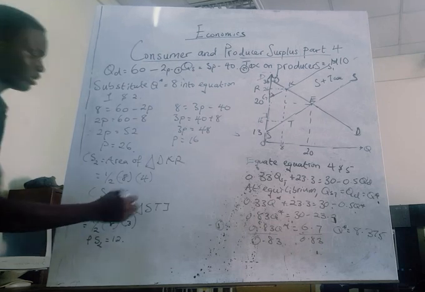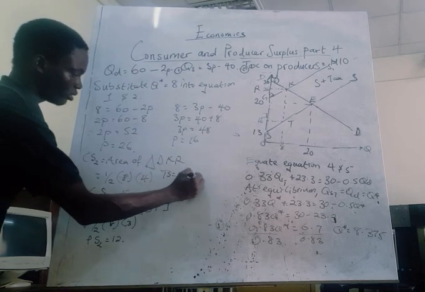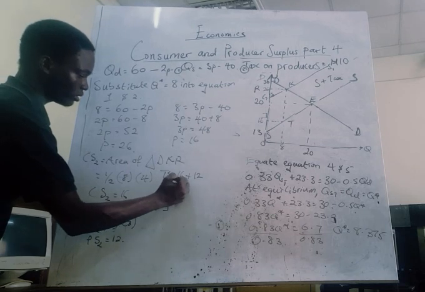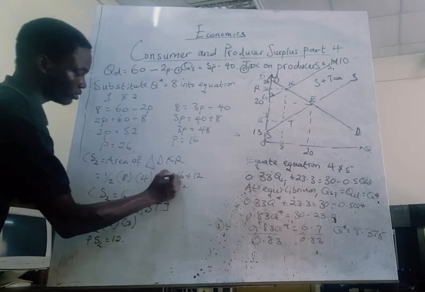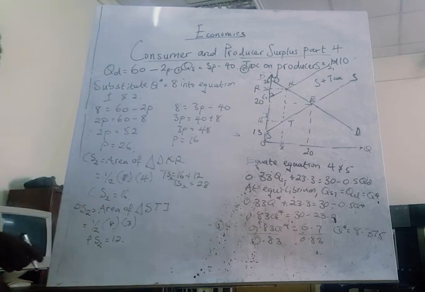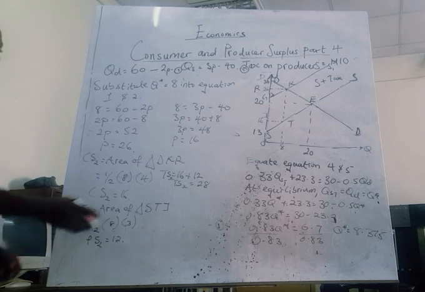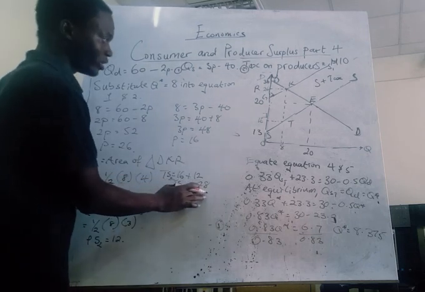And from that, our total surplus equals 16 plus 12, CS2 plus PS2, and that gives us 28. So our total surplus has fallen from 170 to 28.